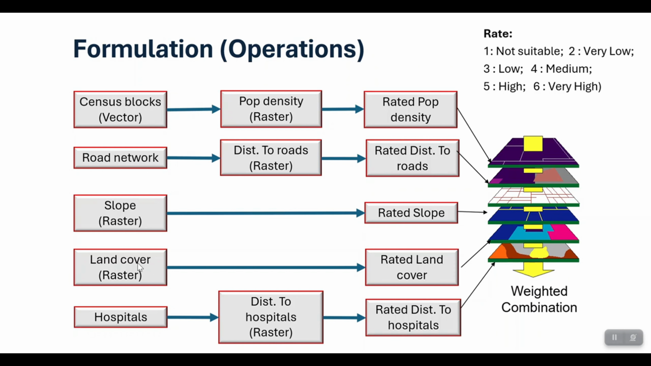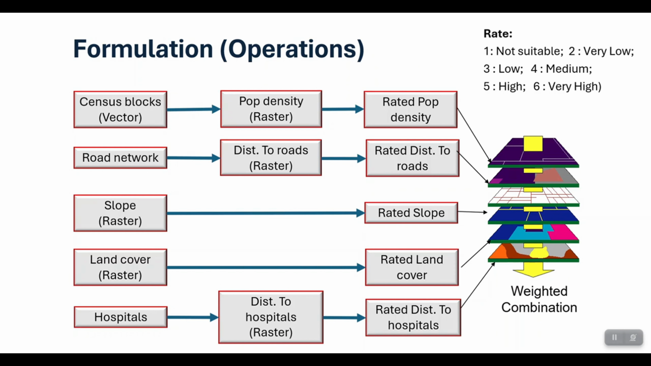Land cover is already in the raster format, right? Each pixel shows a specific type of land cover. And hospitals are like roads, right? They are in the vector format. They are point data, so we have to use distance accumulation that creates a raster, and each pixel shows the distance to the nearest hospital. This way, all of the data layers will be in raster format. Everything is in raster format.